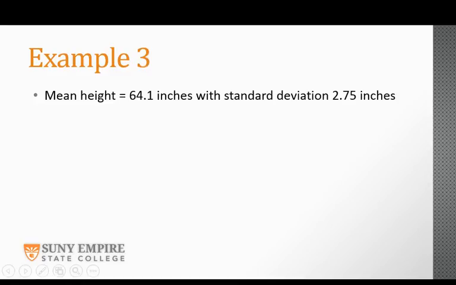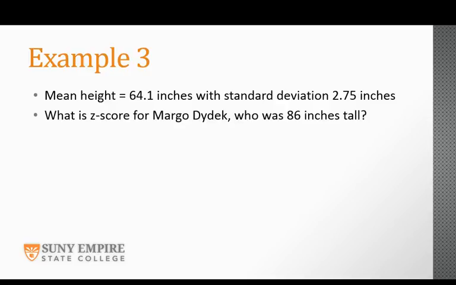In 1999, the average height of American women in their 20s was 64.1 inches with a standard deviation of 2.75 inches. What would the z-score be for the height of former women's basketball player Margo Dydek, who stood 7 foot 2 inches, or 86 inches tall? We subtract Margo's height minus the mean and divide by the standard deviation. Margo was a whopping 7.9 standard deviations above the mean.